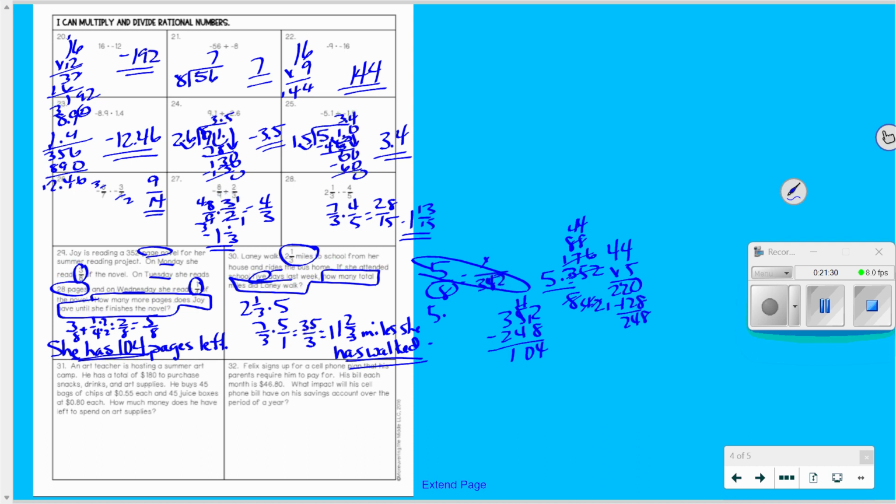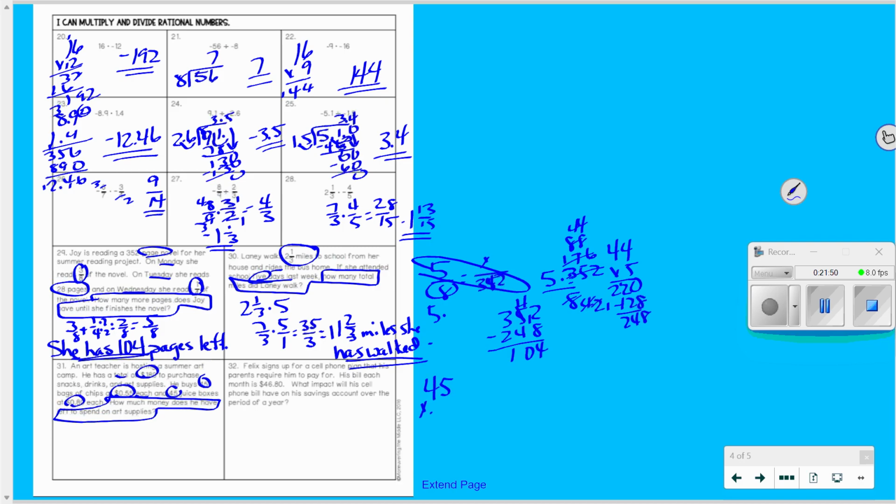An art teacher is hosting a summer art camp. She has a total of $180 to purchase snacks, drinks, and art supplies. She buys 45 bags of chips at 55 cents each and 45 juice boxes at 80 cents each. How much money does she have for the art supplies? So all that is multiplying those out.